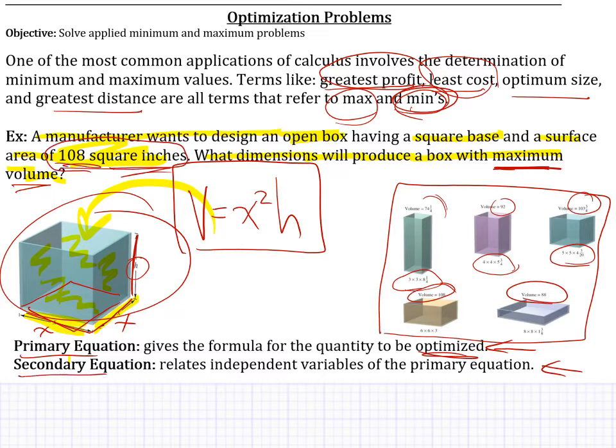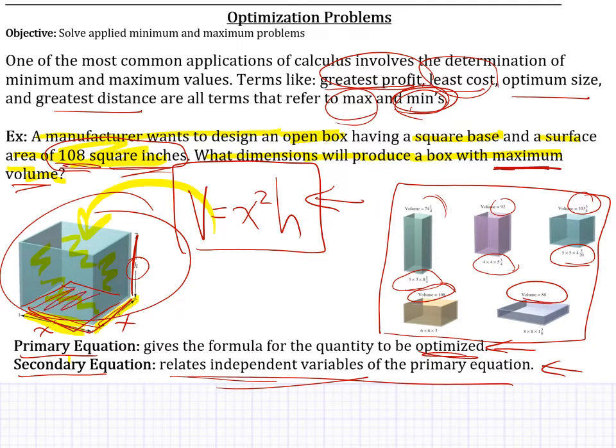That's our secondary equation. Our secondary equation is going to relate the variables in the first equation so that we can reduce the number of variables in this primary. Well, we know that the surface area is 108 square inches. How would you compute the surface area of this box?